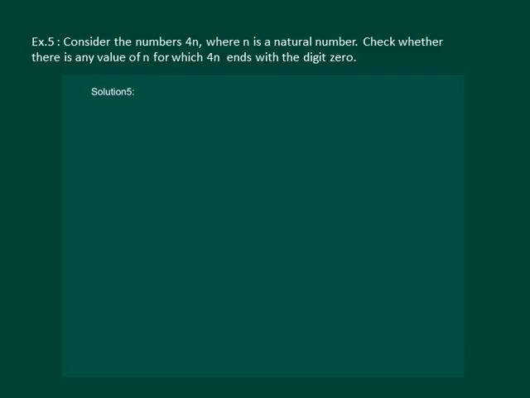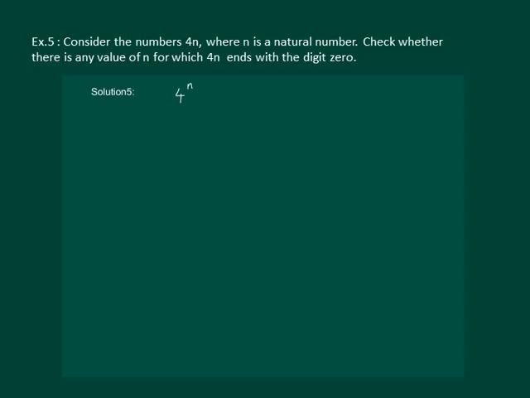Let us read the question. Consider the number 4 power n, where n is a natural number. Check whether there is any value of n for which 4 power n ends with the digit 0. To prove this, we will use the Fundamental Theorem of Arithmetic. First of all, we can see that 4 is not a prime number. So 4 power n cannot be a prime number, and we reach the conclusion that 4 power n is a composite number.